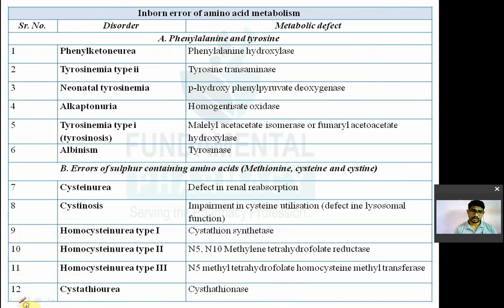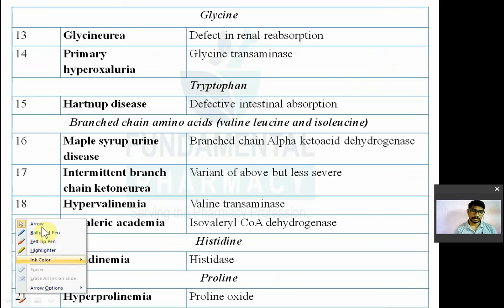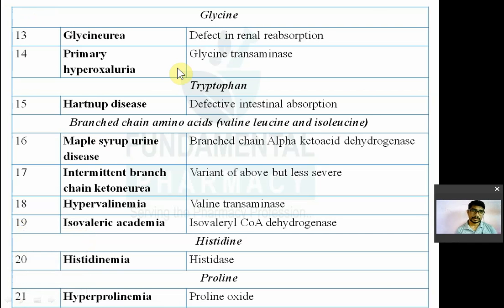Now the next error is of tryptophan. Hartnup disease is a defective intestinal reabsorption of tryptophan. So your tryptophan in this condition is not able to be absorbed from the intestine. So Hartnup disease. Then inborn error of branched chain amino acids.